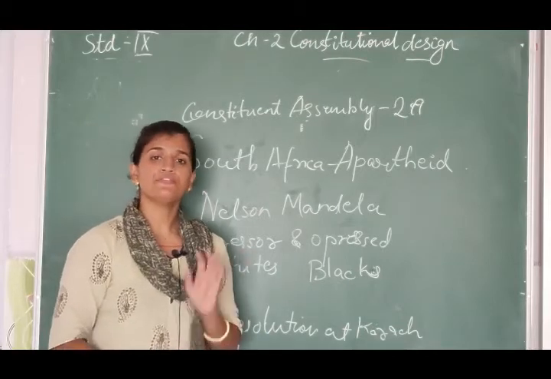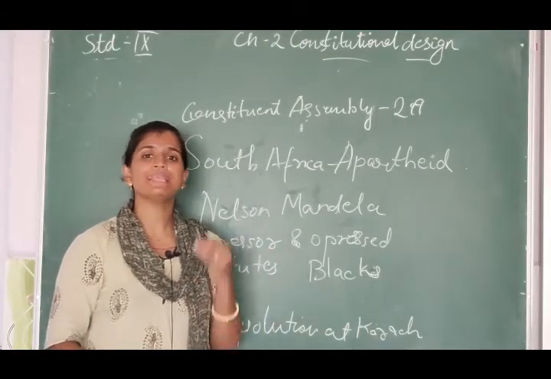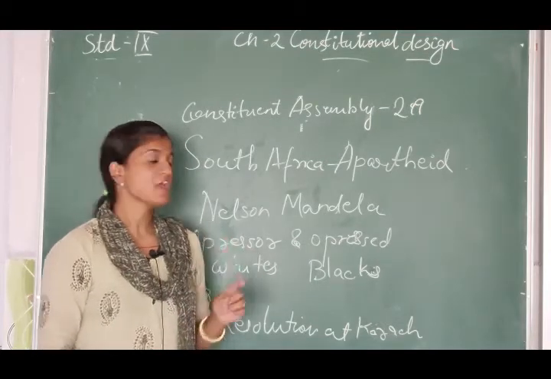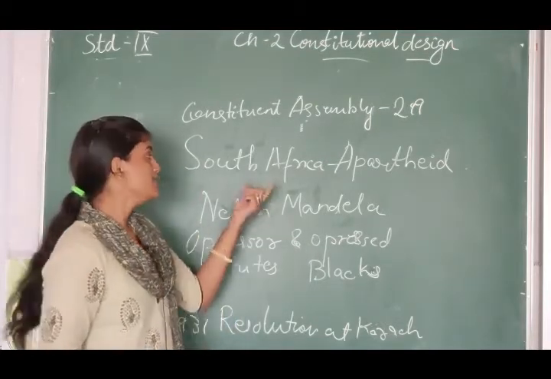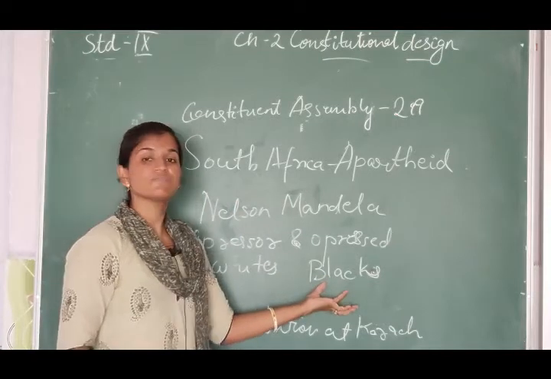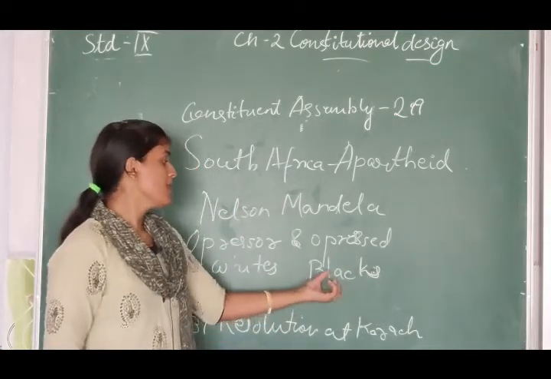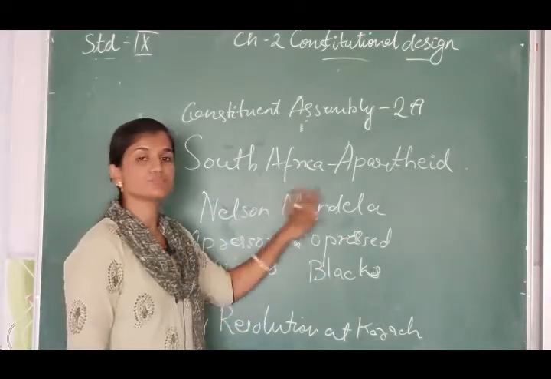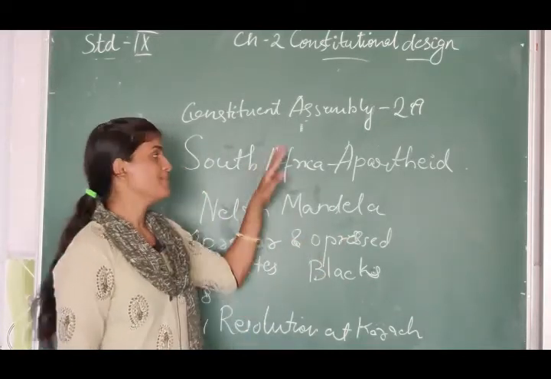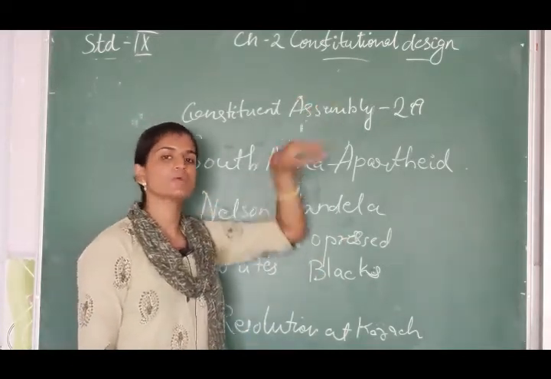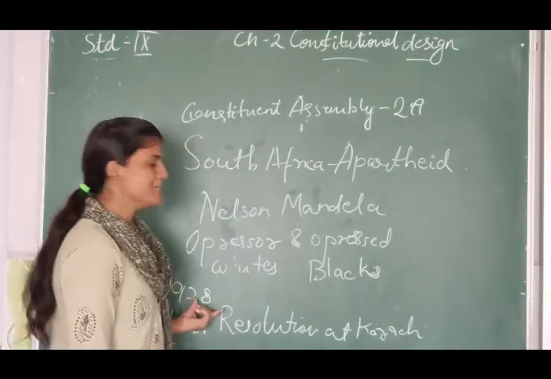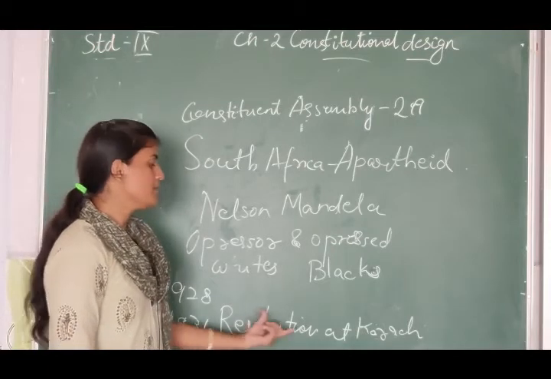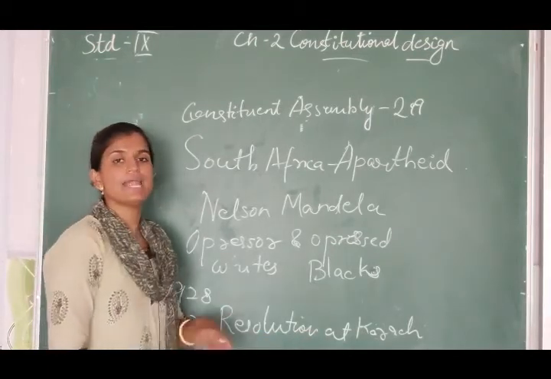Then the right to freedom. Right to freedom means people can go anywhere. There were no restrictions on going in buses, unlike what we first saw in South Africa, where Blacks were forced not to travel in buses or go to hotels and restaurants. All these problems were solved by the Constituent Assembly by making a constitution, which was drafted in 1928 and on which a resolution was taken at the Karachi session in 1931.